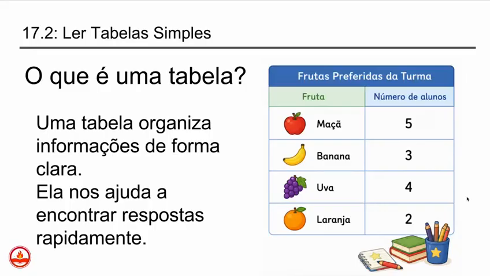First, what is a table? A table is a simple way to organize information. It uses rows and columns to show data clearly. A table helps us find answers quickly without reading a lot of words.